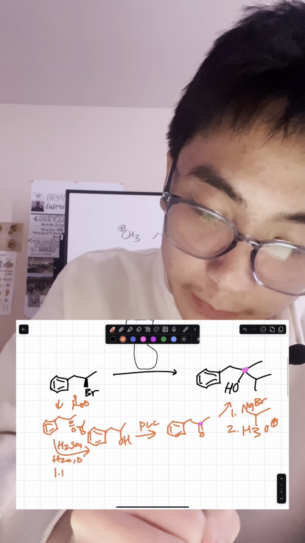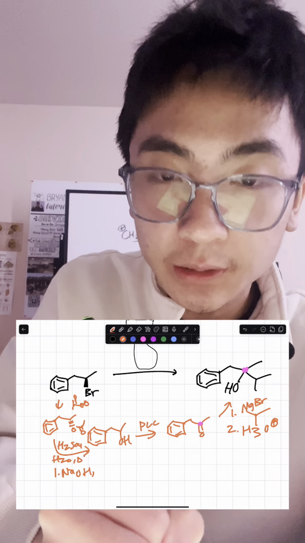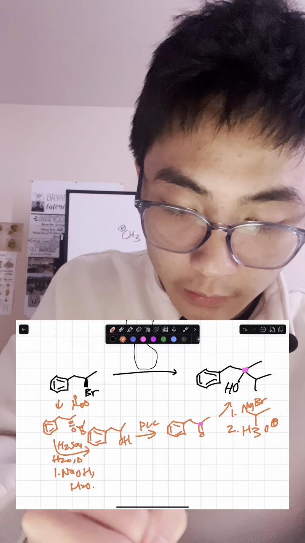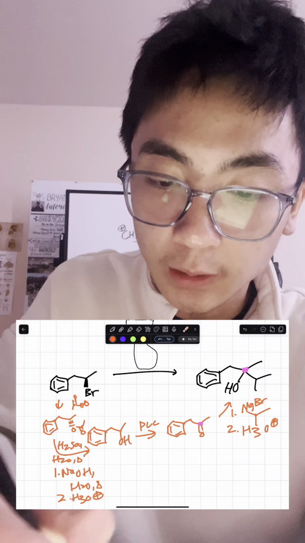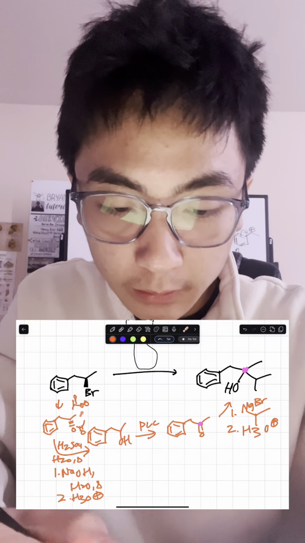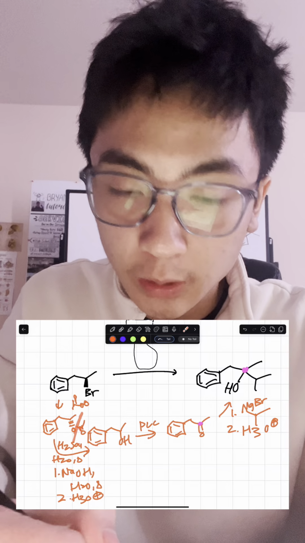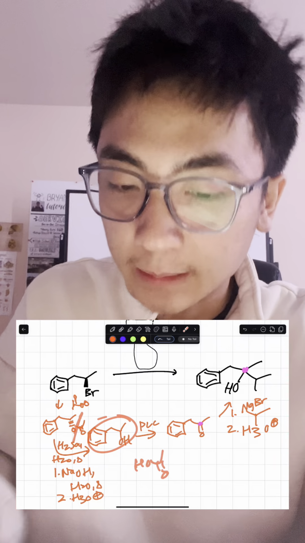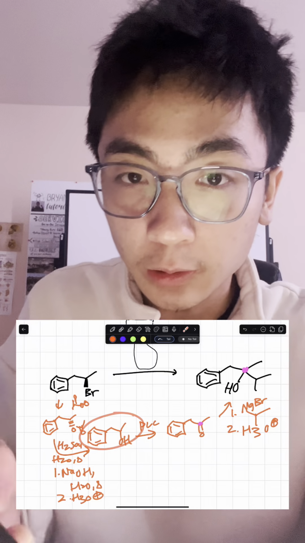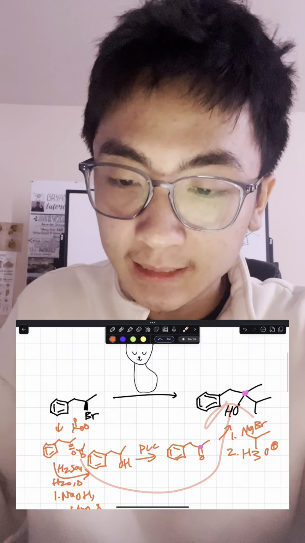You could have also done this in basic conditions by adding NaOH, water, and heat as the first step, and second step, acid workup to clean up the alkoxide ion O-. But that would cleave that bond between the carbonyl carbon and oxygen to get this alcohol, and carboxylic acid would be the side product here, but we are going to focus on this alcohol in order to complete this synthesis problem.